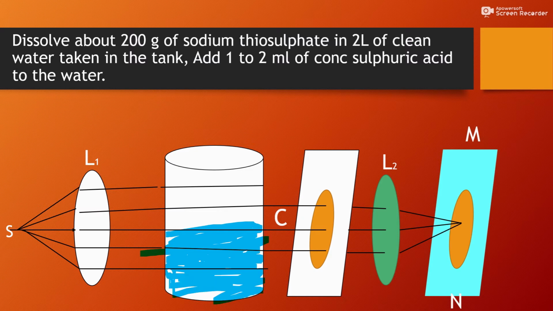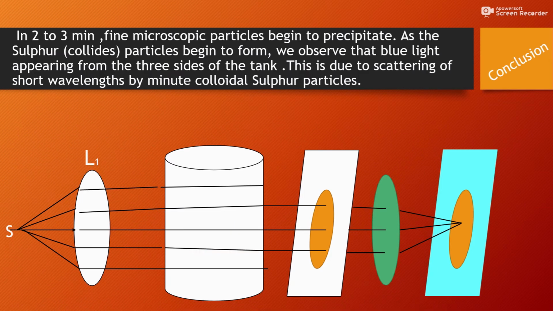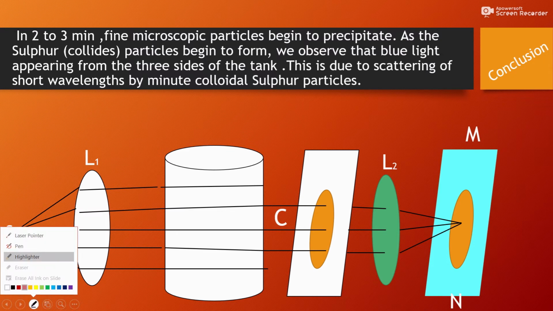Now, after this, we will add 1 or 2 ml of concentrated sulfuric acid to this water. You observe that in 2 to 3 minutes, fine microscopic particles begin to precipitate as the sulfur particles begin to form.